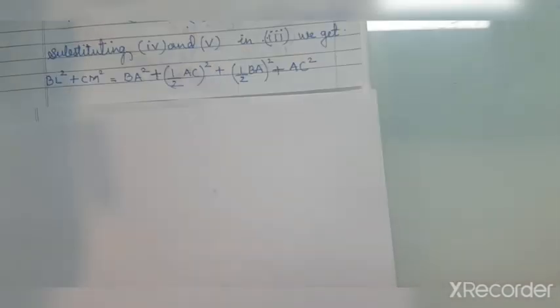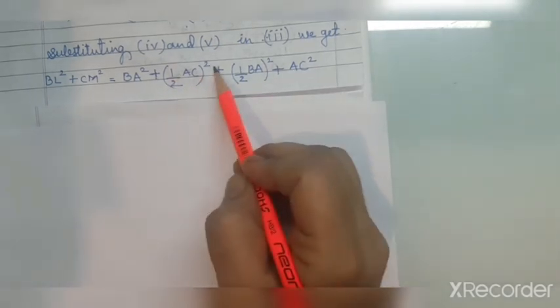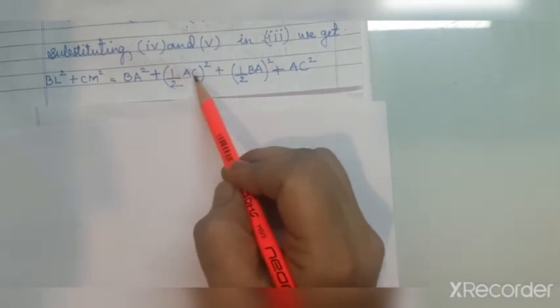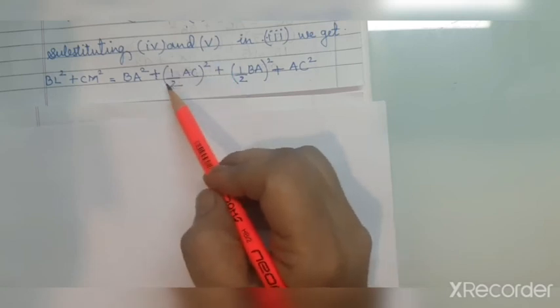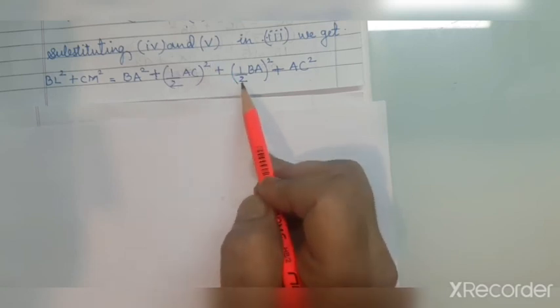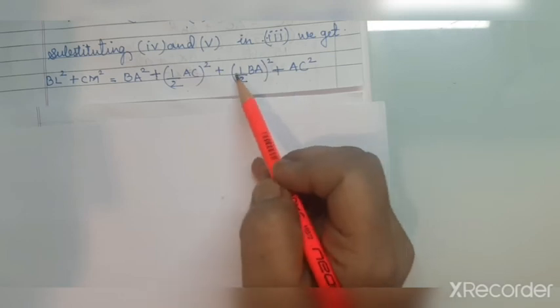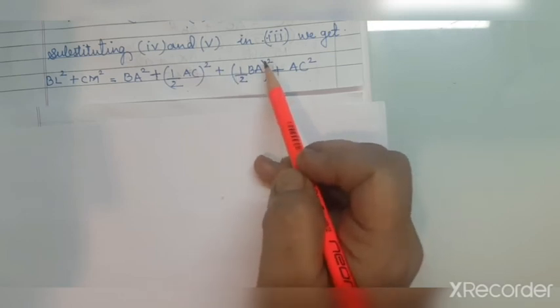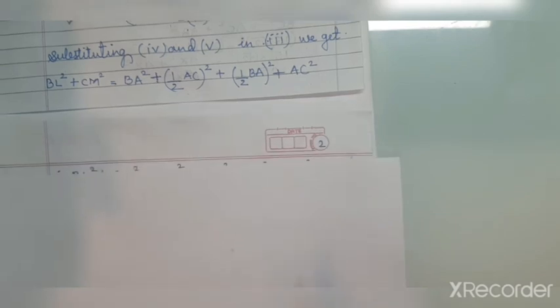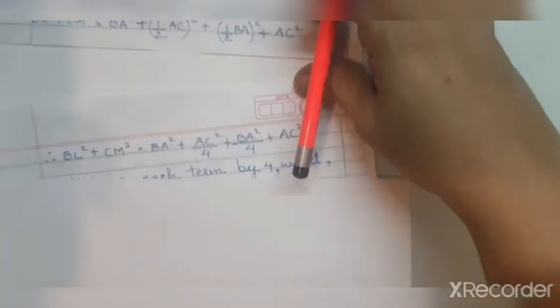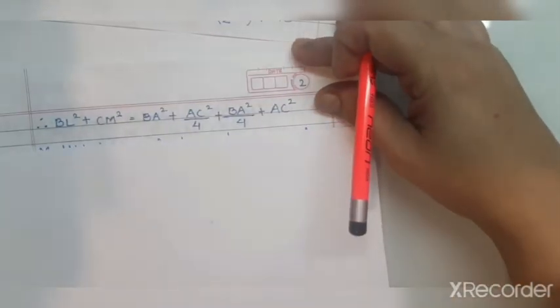After substituting, we have to do the further calculation, that is, we have to open this bracket. This will become 1 upon 4 AC square, because half square is 1 upon 4. Even this second bracket, 1 upon 2 the whole square is 1 upon 4, and BA square will become BA square. So the next step is to open the bracket, and we'll get this.